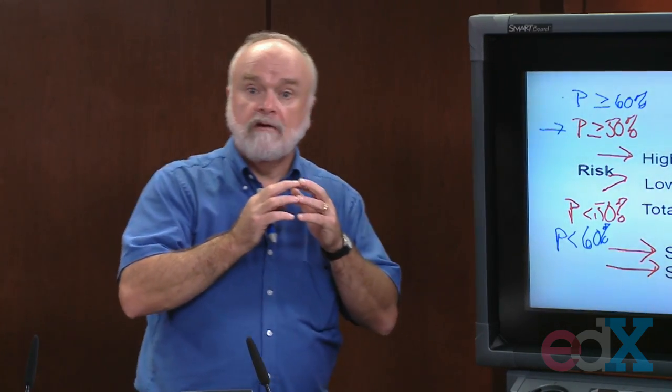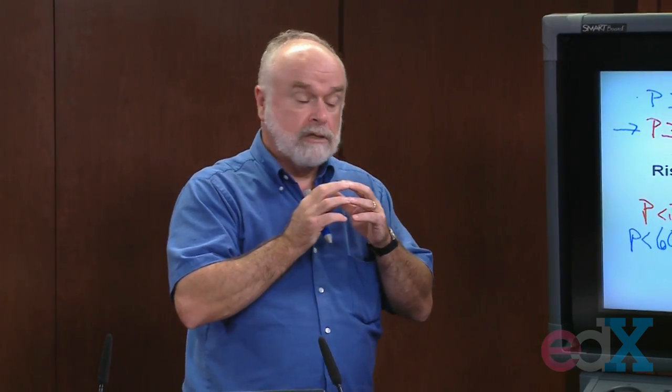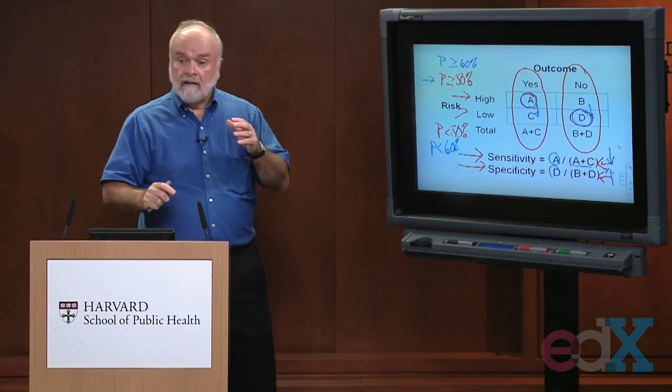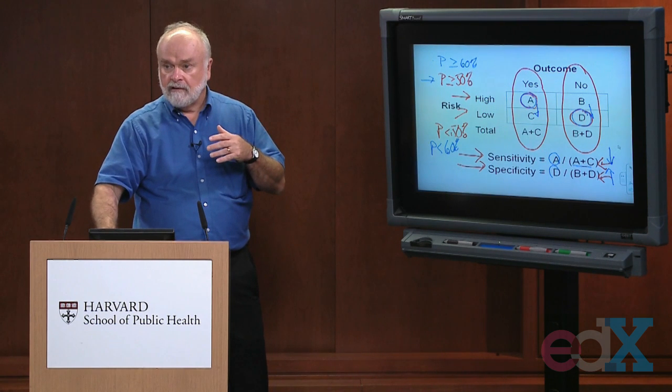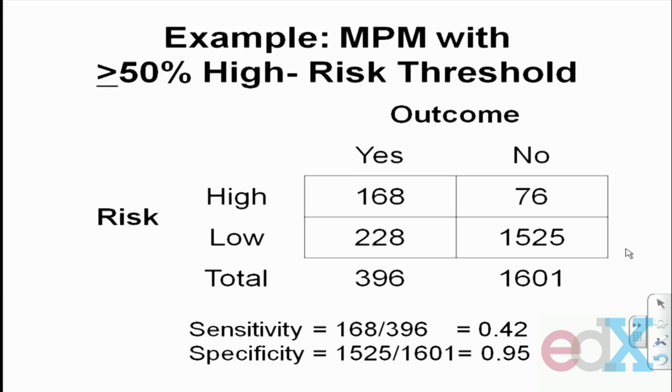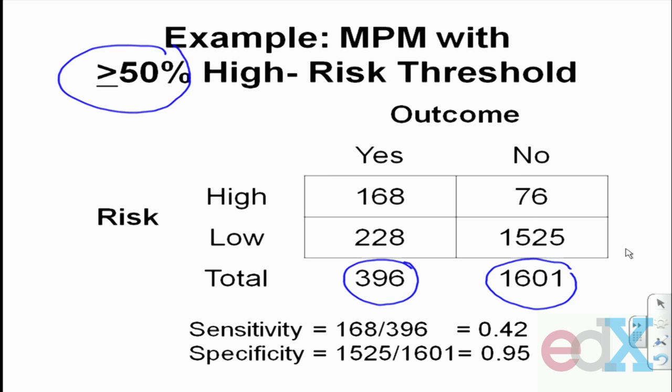That allows you to draw what is called an ROC curve. It allows you to calculate a bunch of values for sensitivities and specificities for different points, and from those draw an ROC curve to describe the performance of this. So for example, if I go back to the mortality prediction model from the previous example, remember there were 1,997 people. It turned out that 396 of them actually died during the hospital stay and 1,601 didn't. If I choose a threshold of 50% for classifying a person as high risk or low risk, I'll get a sensitivity of 42% and a specificity of 95%.